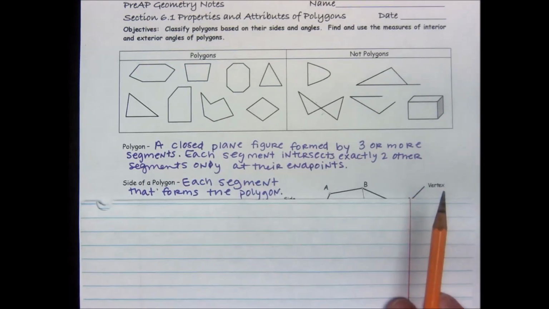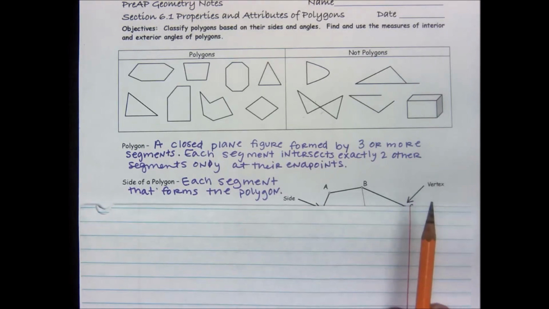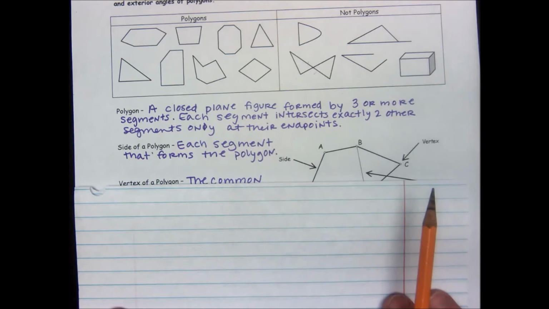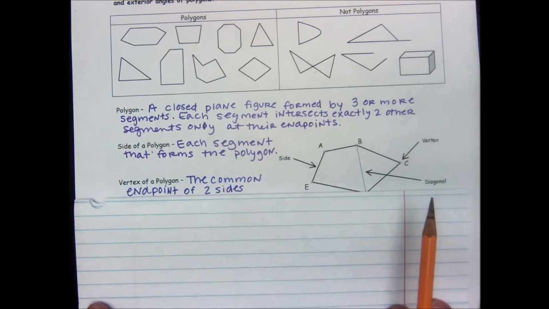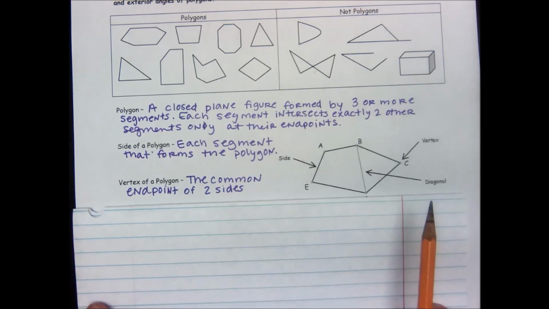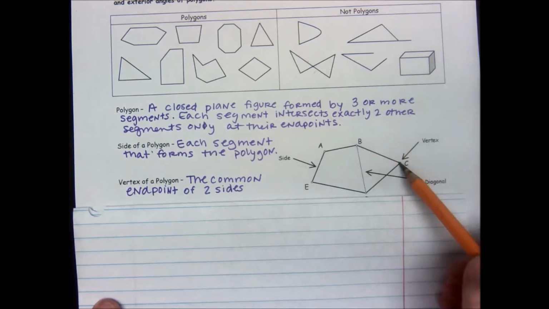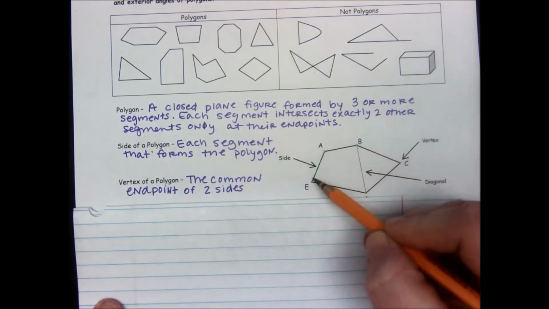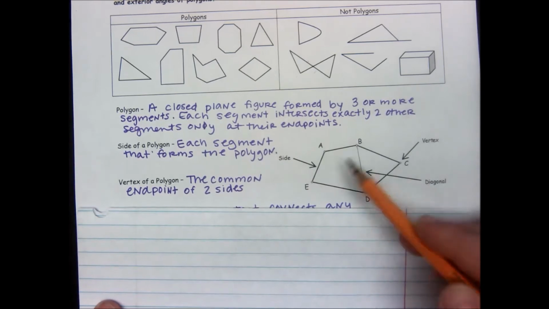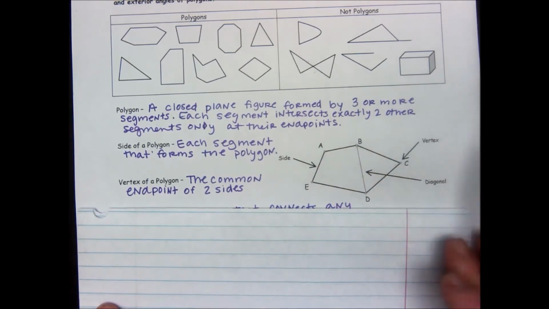A side of a polygon is each segment that forms the polygon. If you see the picture over here, the sides are the ones that connect the letters, the endpoints. The vertex or vertices of a polygon are the common endpoints of 2 sides. So anytime 2 sides meet, that point is called a vertex. So this would be a vertex, this would be a vertex, this would be a vertex, this would be a vertex. There are 5 vertices on this figure.